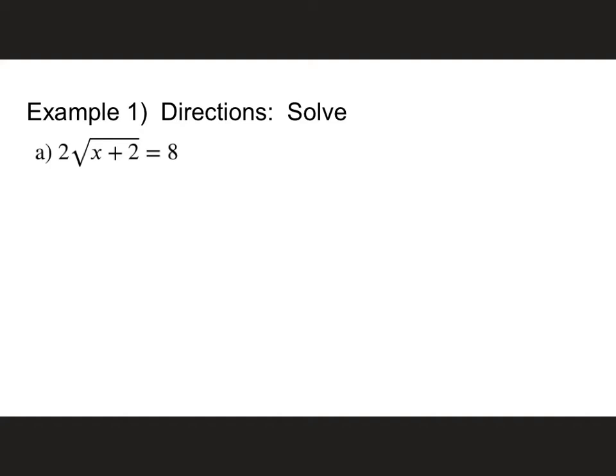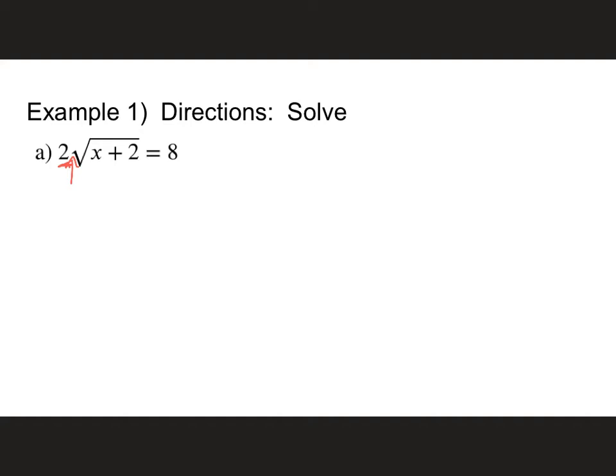So in this particular problem, you can see we have a 2 in the beginning of the problem. So 2 times the square root of x plus 2 equals 8. What we want to do is get rid of this 2 first. And the best way to get rid of the 2 is to undo the operation that's right in here between the radical and the number. And that operation is always multiplication.